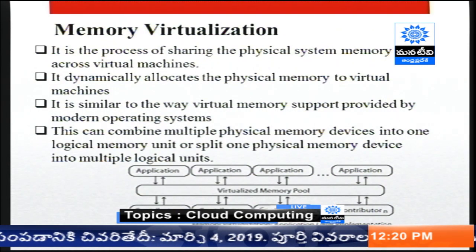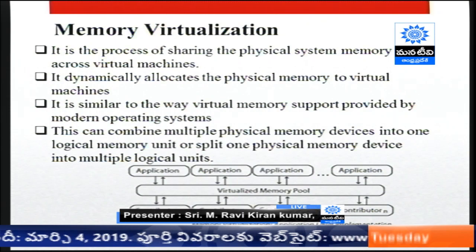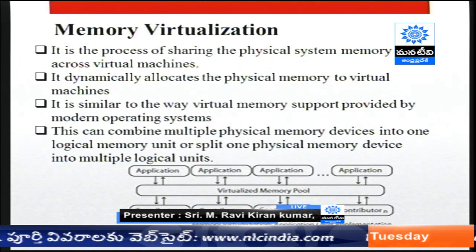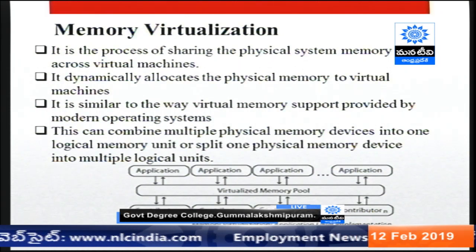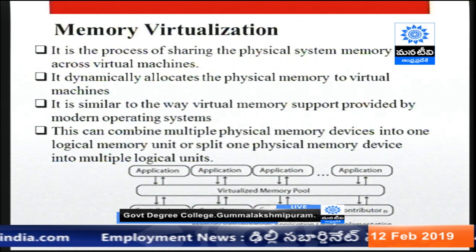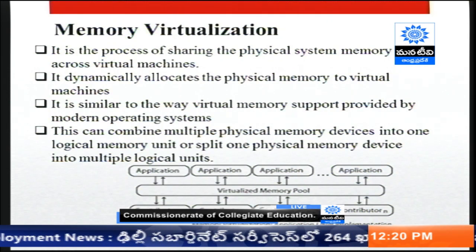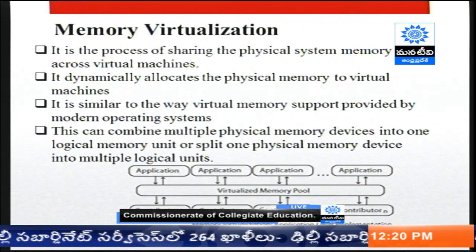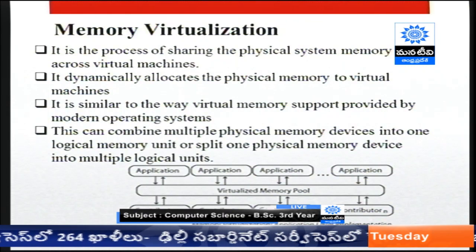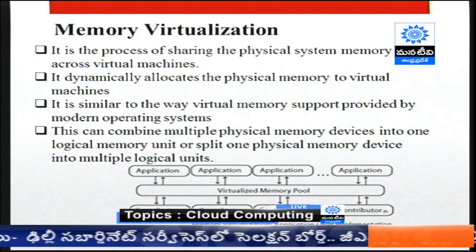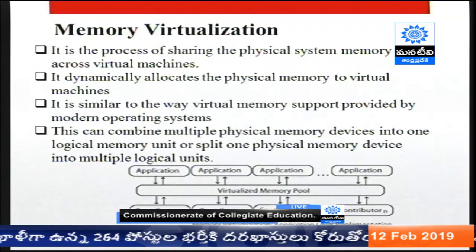So this is pretty much similar to the way modern operating systems provide virtual memory virtualization and paging concepts. And the beautiful part here is that it can combine multiple physical memory devices into a single logical memory. You may have 4 GB in one machine, 16 GB in another machine, maybe some memory in some other machine. So you may want to combine all those things. It is not possible without virtualization. So you can combine all those things and make a larger memory out of it.